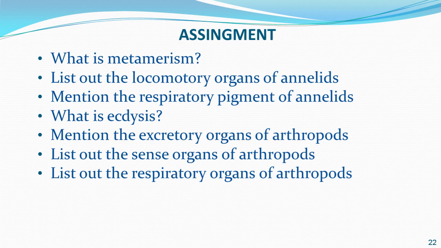List out the sense organs of arthropods. Antenna, compound eye, statocyst. These are the sense organs, right? Then list out the respiratory organs of arthropods. What are the respiratory organs? Book lungs, book gills, trachea. These are the respiratory organs of phylum Arthropoda, right? So please go through these assignments, make notes, and please learn them.